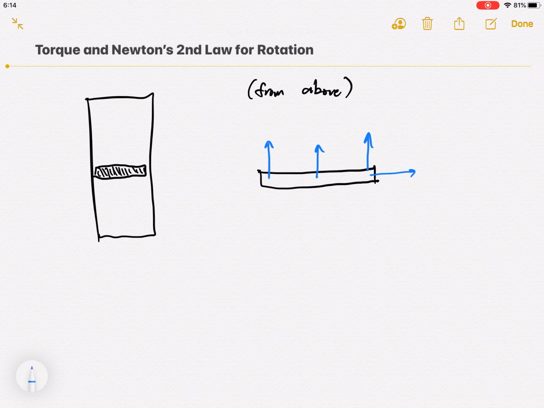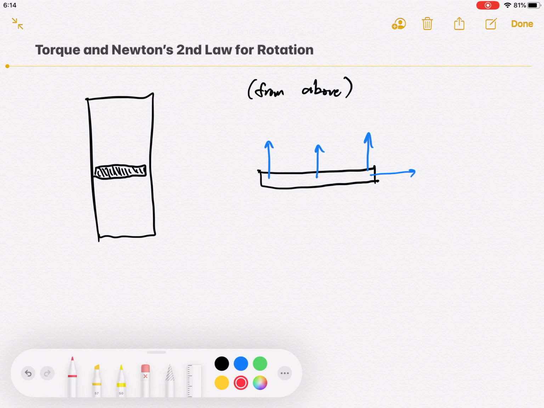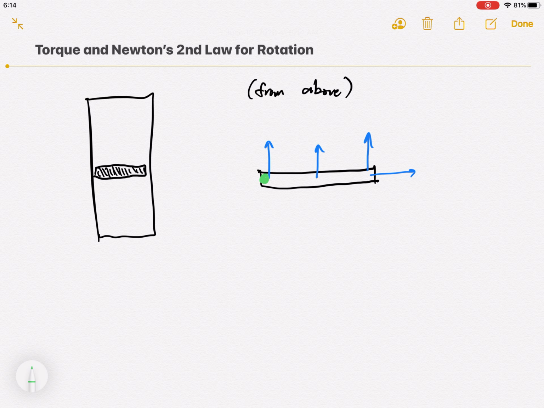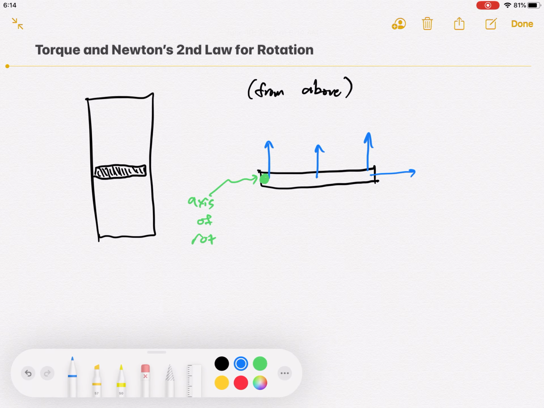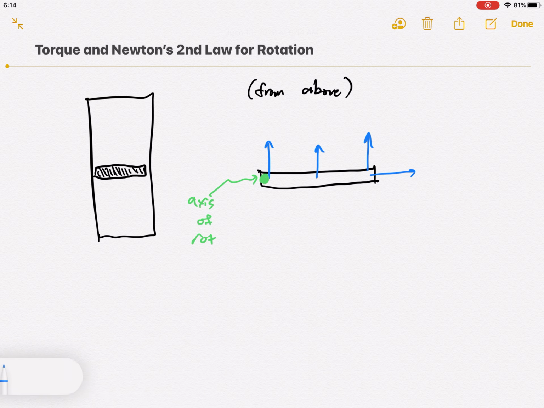But the resulting rotation of the door will be different for each one of these. So let's say I know that the axis of rotation, the hinge, is right here. So this is the axis of rotation for this door. And now I can say, well, even though they're all the same force, let's label these as 1, 2, 3, and 4.